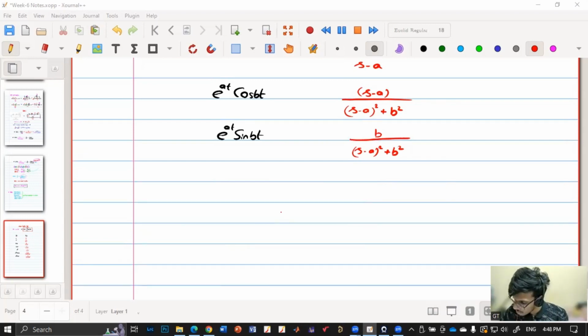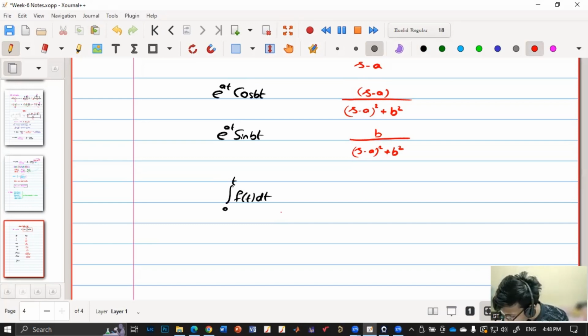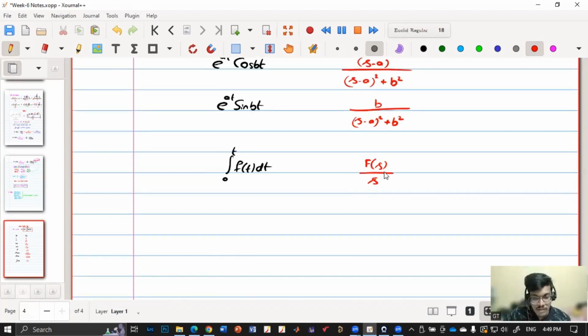Now, if our function is integral 0 to t f of t dt, then in the S domain, it is F of s by s. So if the term is integration, then we'll get 1 by s. Now we'll take convolution. So our input is having f of t convolution g of t. So this is not multiplication. This is convolution.